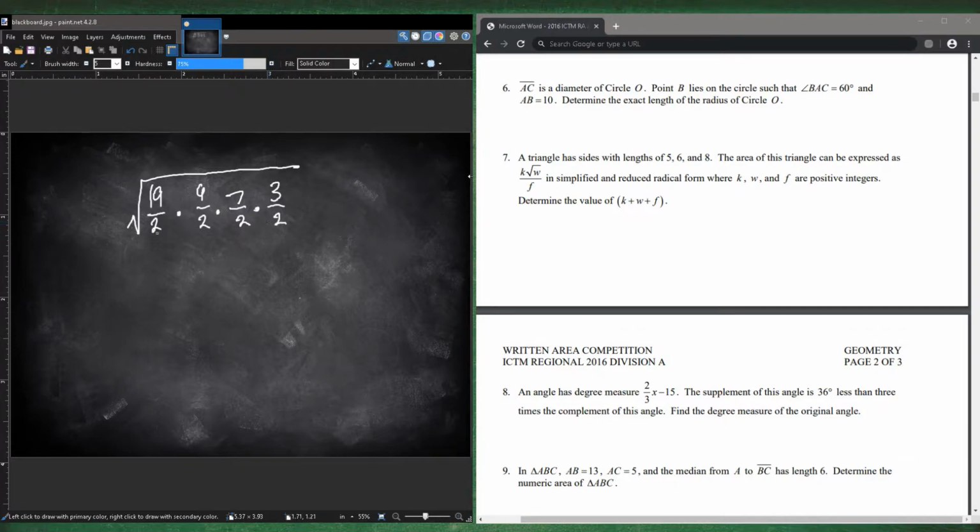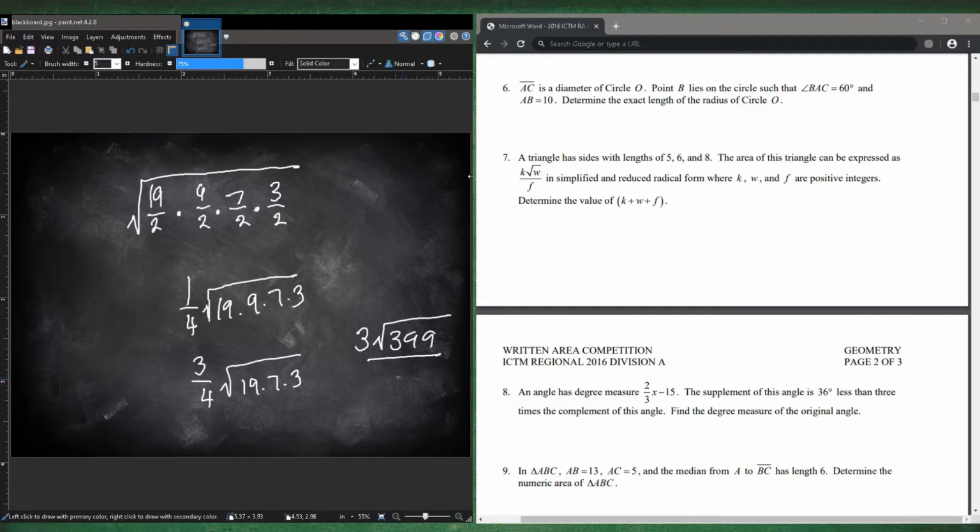Okay, so we can move the 1/2. That 1/2 times 1/2 is 1/4, and there are two of them, so we can distribute that out. So that's 1/4 square root of 19 times 9 times 7 times 3, right? So we can take out the 9 because it's a perfect square. The square root of 9 is 3. So 3/4 square root of 19 times 7 times 3. The other ones are not perfect squares, so you just multiply them. So 19 times 7 times 3 is equal to 399. So this is the same thing as 3 square root 399 over 4.